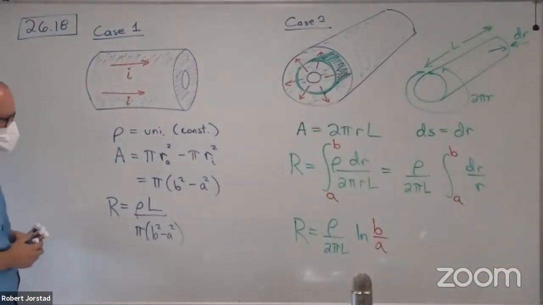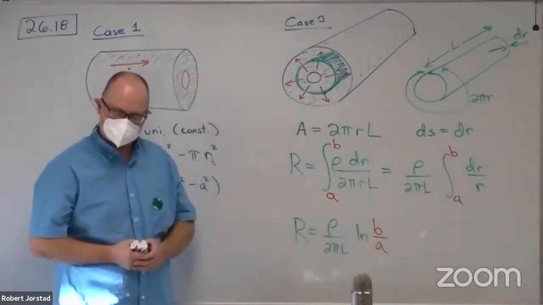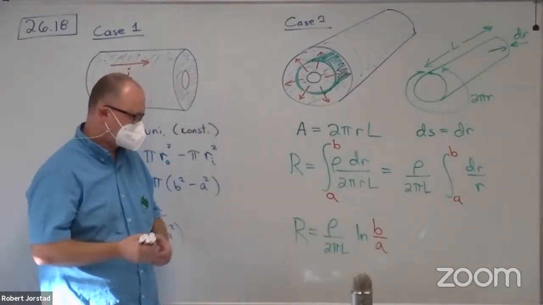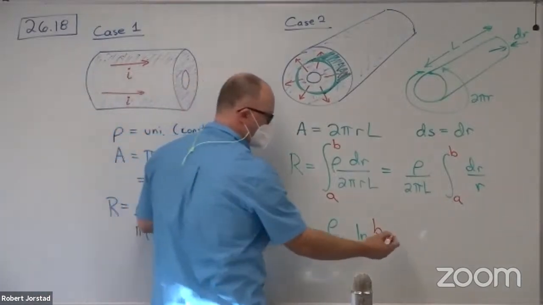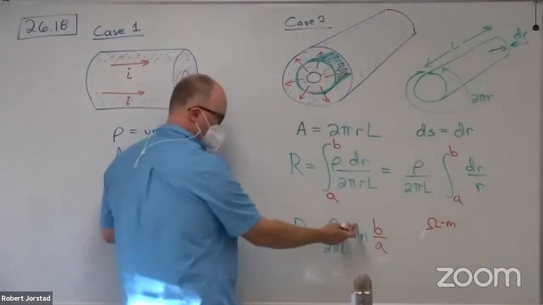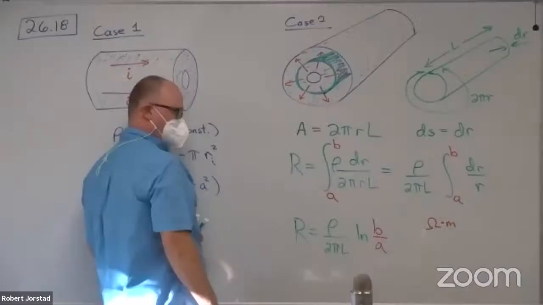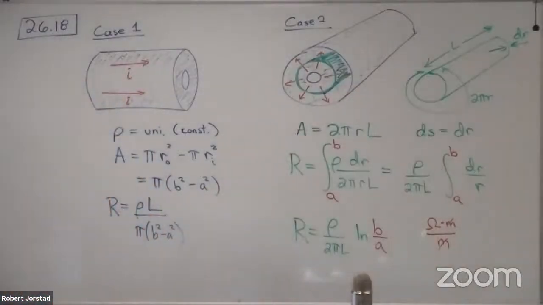Now, is this going to be the right units? How could we check the units? What are the units of resistivity? Ohm meters. Excellent. What are the units of log? Nothing. How about 2 pi? Nothing. So length? Meters. Is it ohms? Check. We're feeling good.